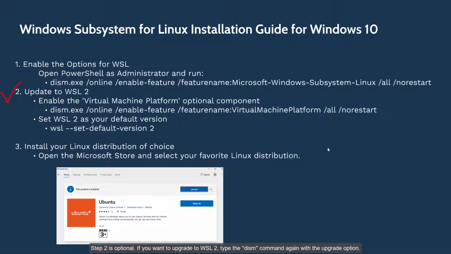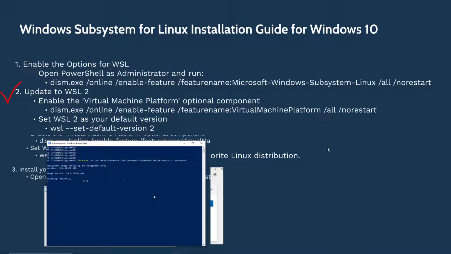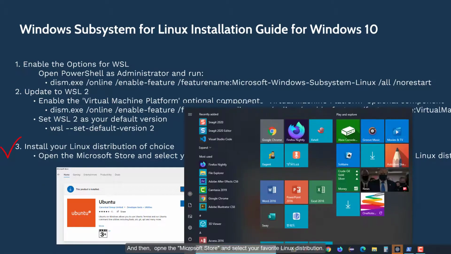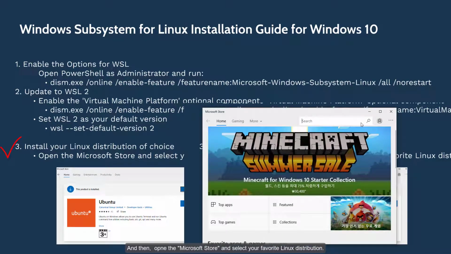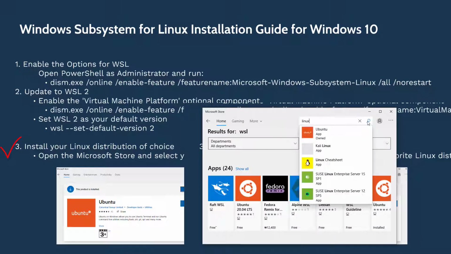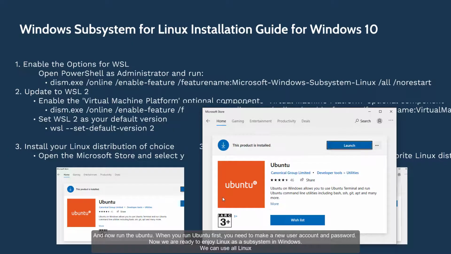Step 2 is optional. If you want to upgrade to WSL2, type the dism command again with the upgrade option. And then open the Microsoft Store and select your favorite Linux distribution. If you don't have any particular choice, I recommend to install Ubuntu. And now run Ubuntu.